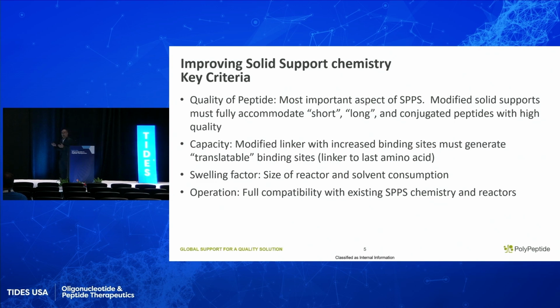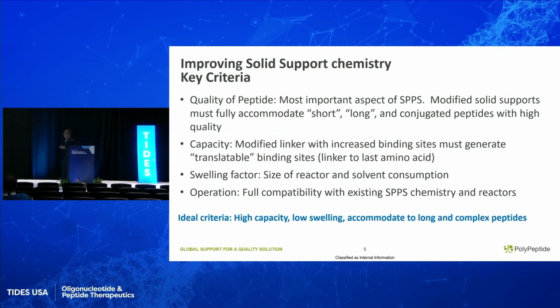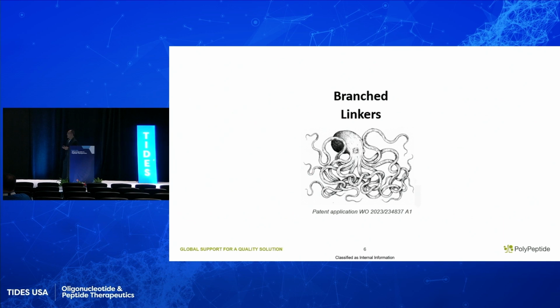And of course, the chemistry has to be compatible with existing FMOC chemistry. So the desired criteria here is that we want a high number of binding sites per bead and overall lower swelling, so you can generate more peptide from a given volume and accommodate long and complicated peptides.